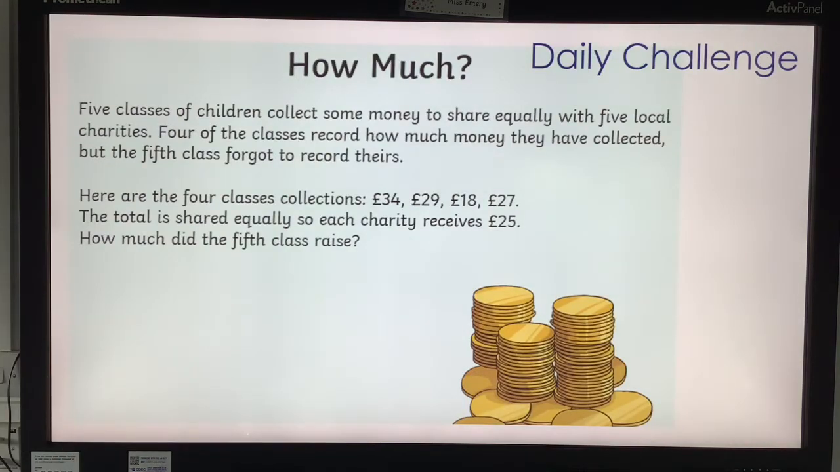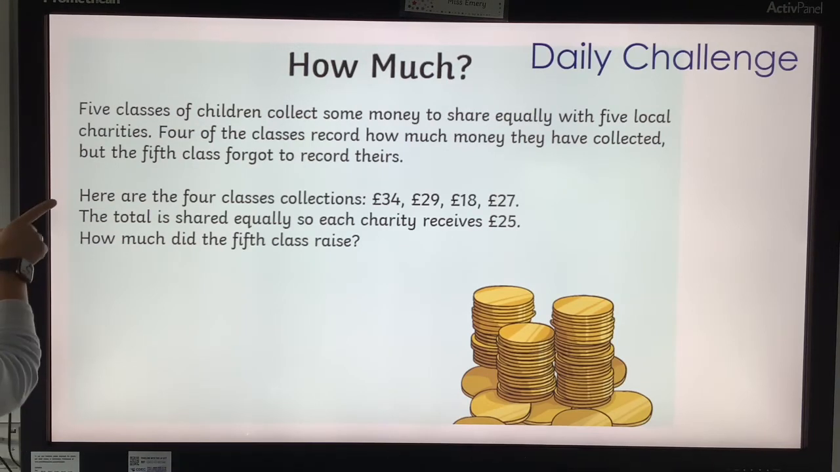So, here is your daily challenge. 5 classes of children collect some money to share equally with 5 local charities. Now, your really important pieces of information there are 5 classes, 5 charities, and share equally. 4 of the classes record how much money they have collected, but the 5th class forgot to record theirs. They've probably got a teacher like me.